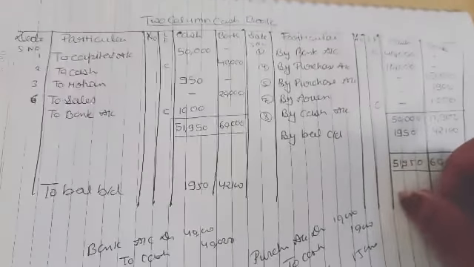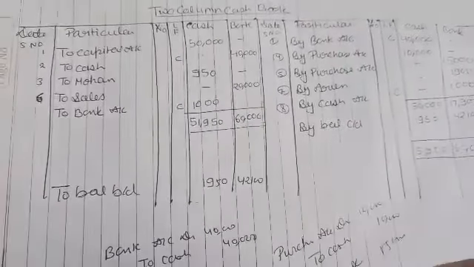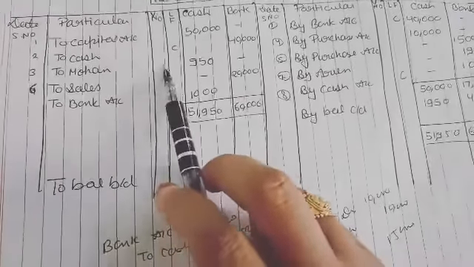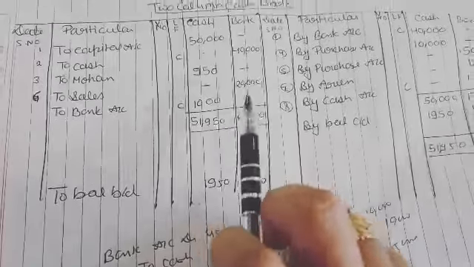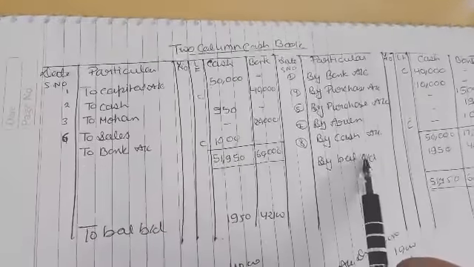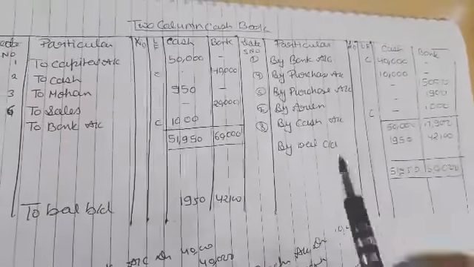Firstly, dear student, you will prepare the format of the two-column cash book like this: date, particular, voucher number, LF, cash column and bank column. Again, date, particular, voucher number, LF, cash column and bank column.